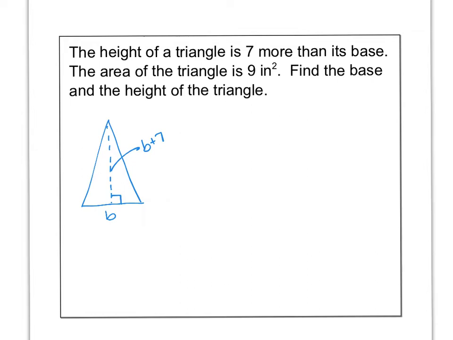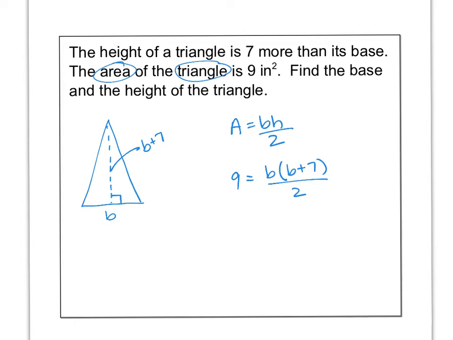Okay, so I see some key words. I see area and I see triangle, and that tells me what my formula is. Area is base times height divided by 2. I plug in everything I know. The area is 9, so I can plug that in for the A. I don't know the base, so I'll call it B. The height is B plus 7. And then divide by 2.